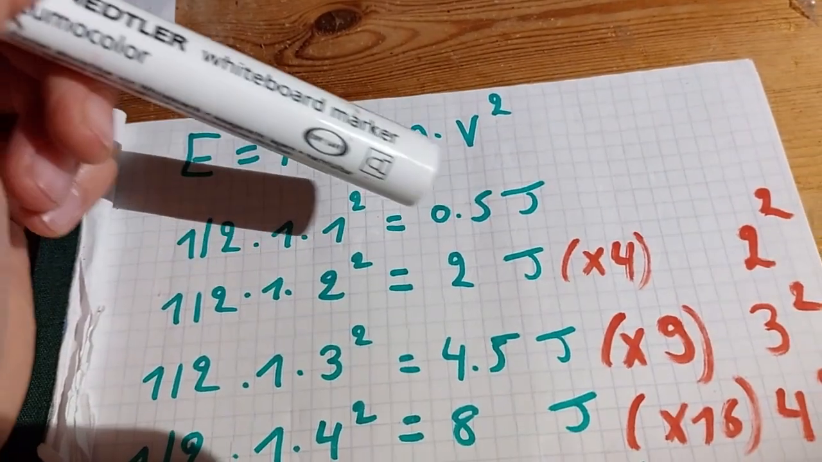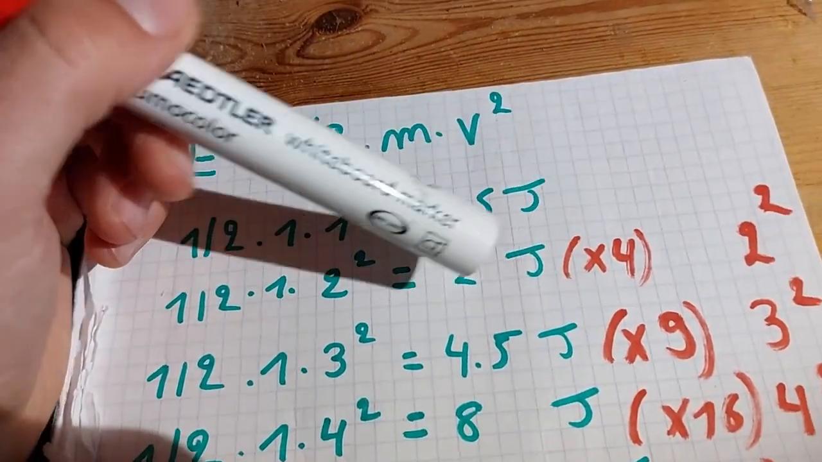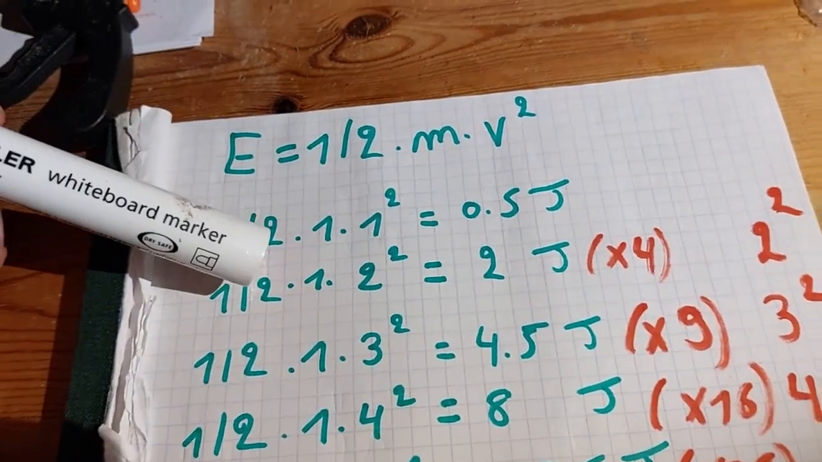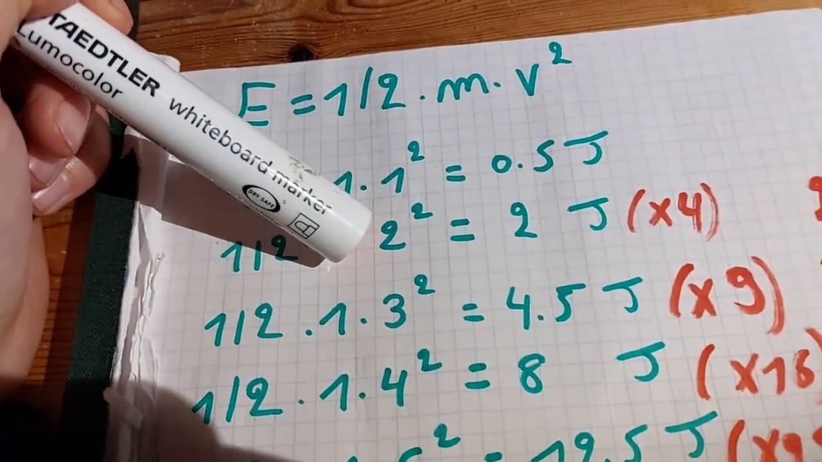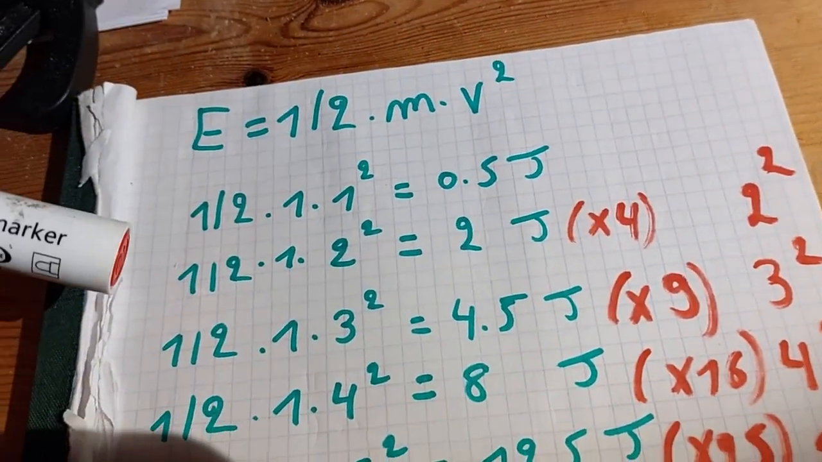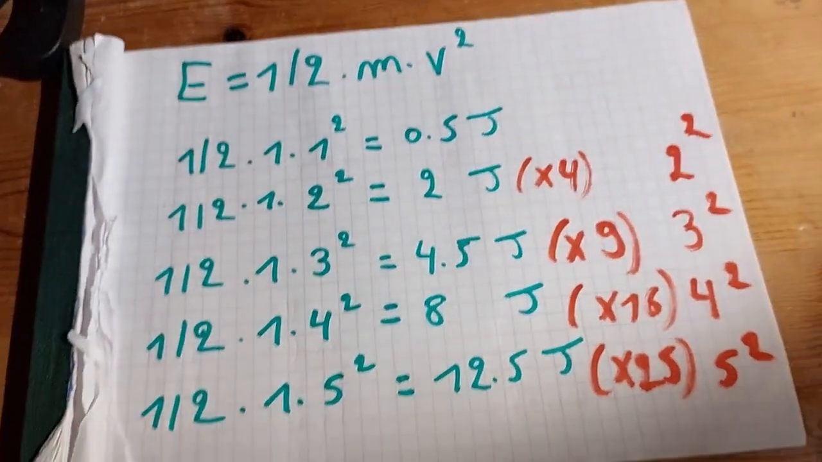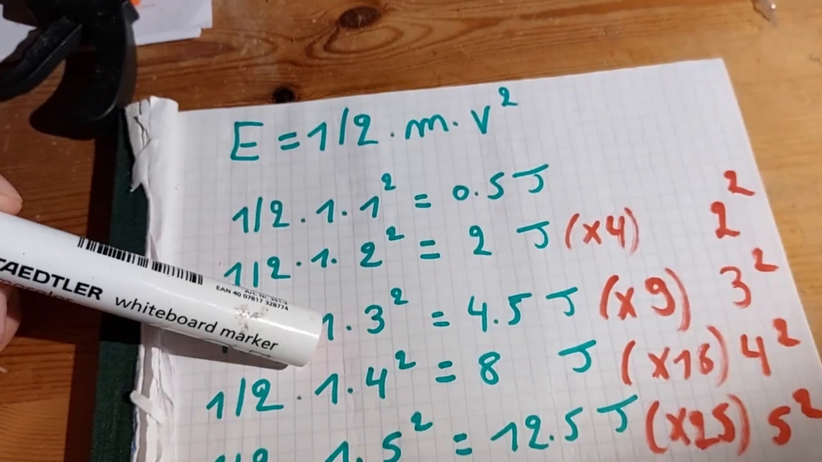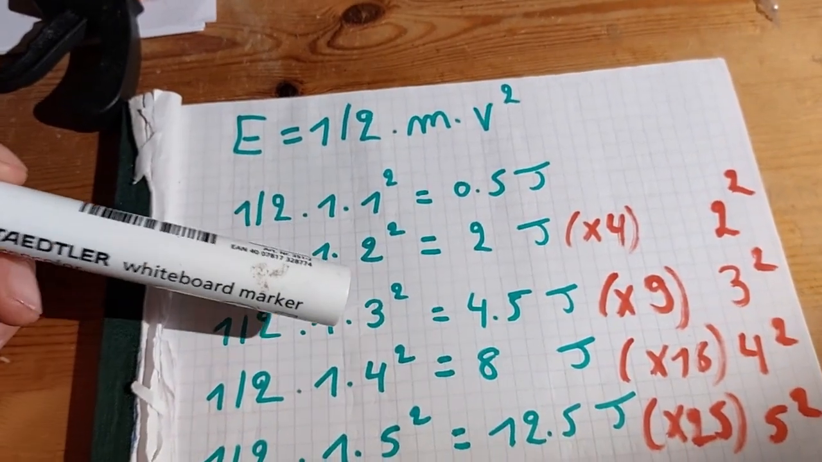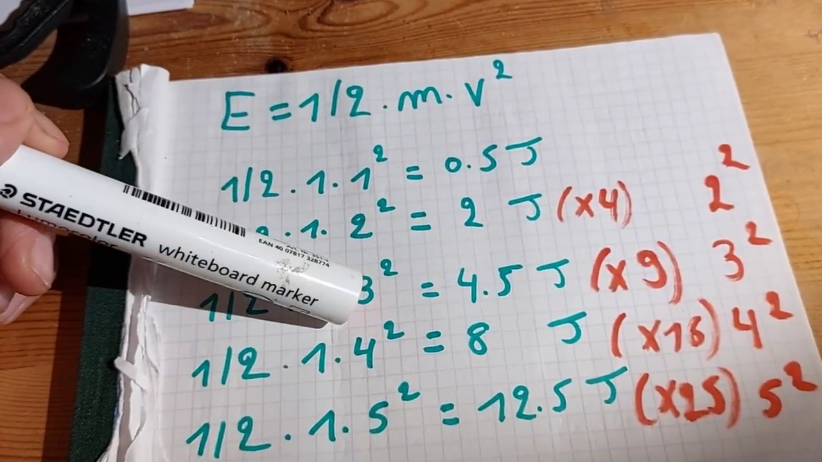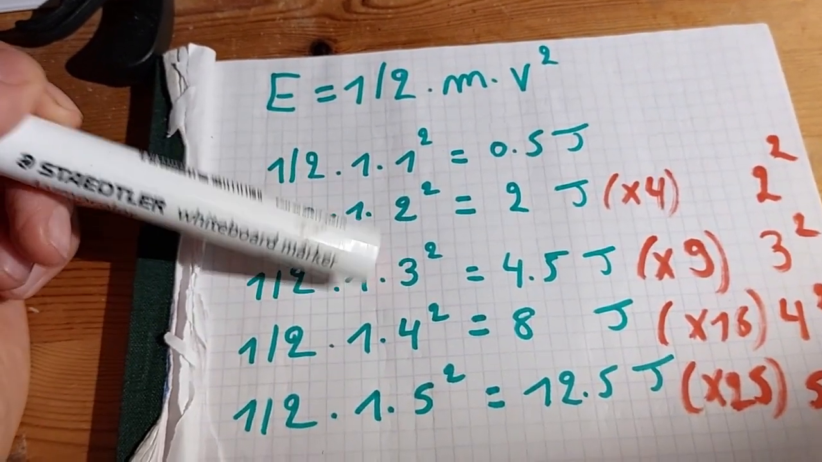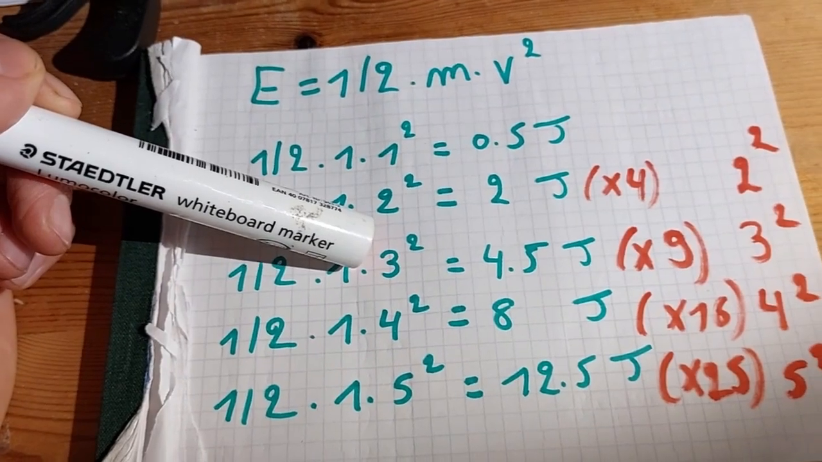And that means that the energy quadruples. So 0.5 times 4 is 2. So when this object travels twice as fast, the energy quadruples, 4 times as much. And then I'm going to raise the ball to make sure that it will fall down with 3 times the velocity. So I'm going to have to raise the ball 9 times as high in order to make sure that it will fall 3 times as fast.